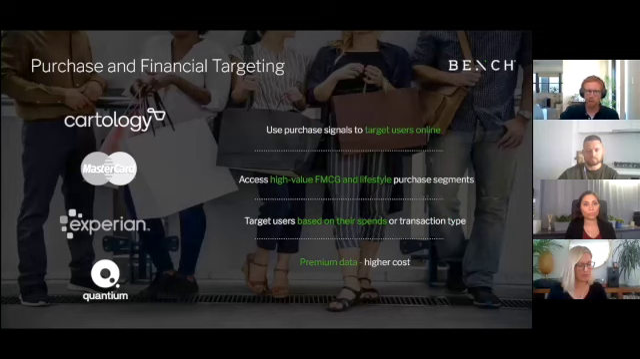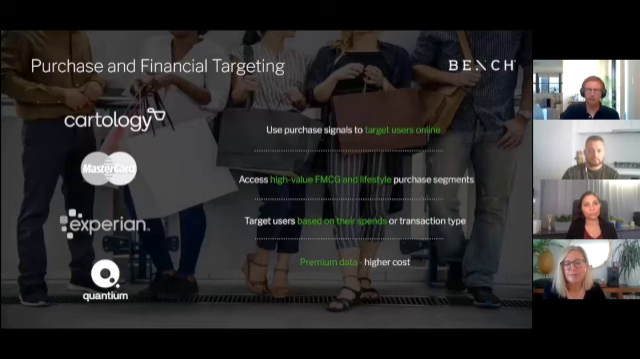Now, what's great about it is that it's very deterministic as it's based on those financial data and purchase data signals. Where to watch out is that it can lack scale in some areas, and the data costs are relatively expensive due to the high accuracy of those data sets.